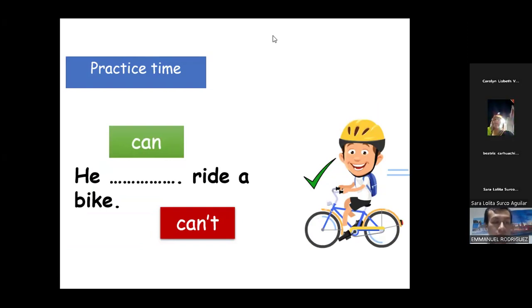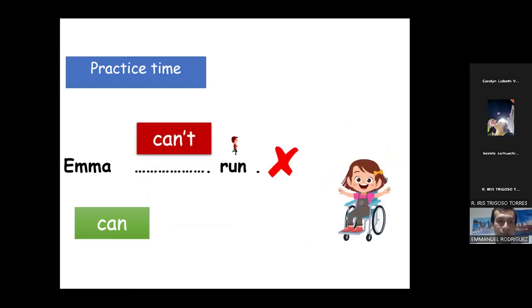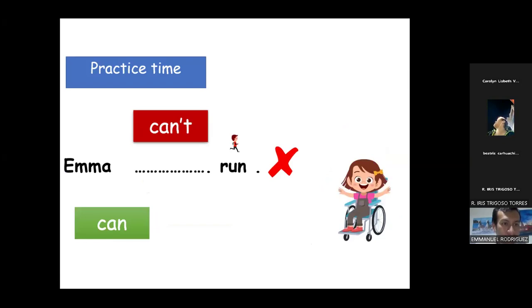Iris Trigoso. He can ride a bike. A bike. Sí, a bike. Okay, thank you. Next. Pilar Lourdes. Okay, Claudia Araceli. Sería la oración. Emma can't run. Okay, thank you.